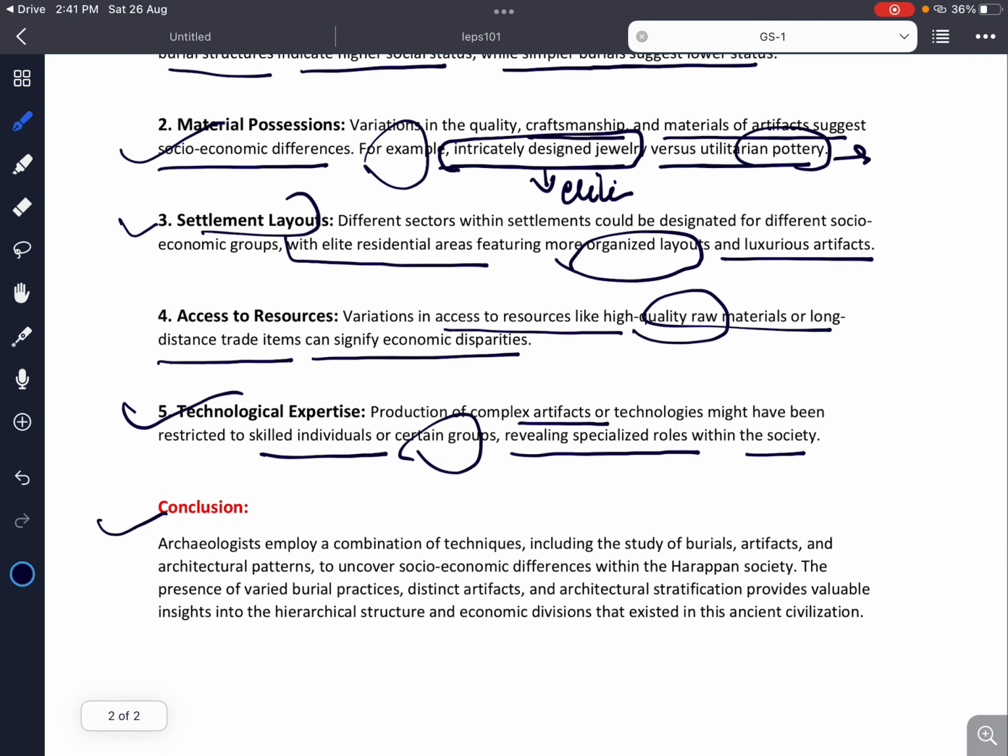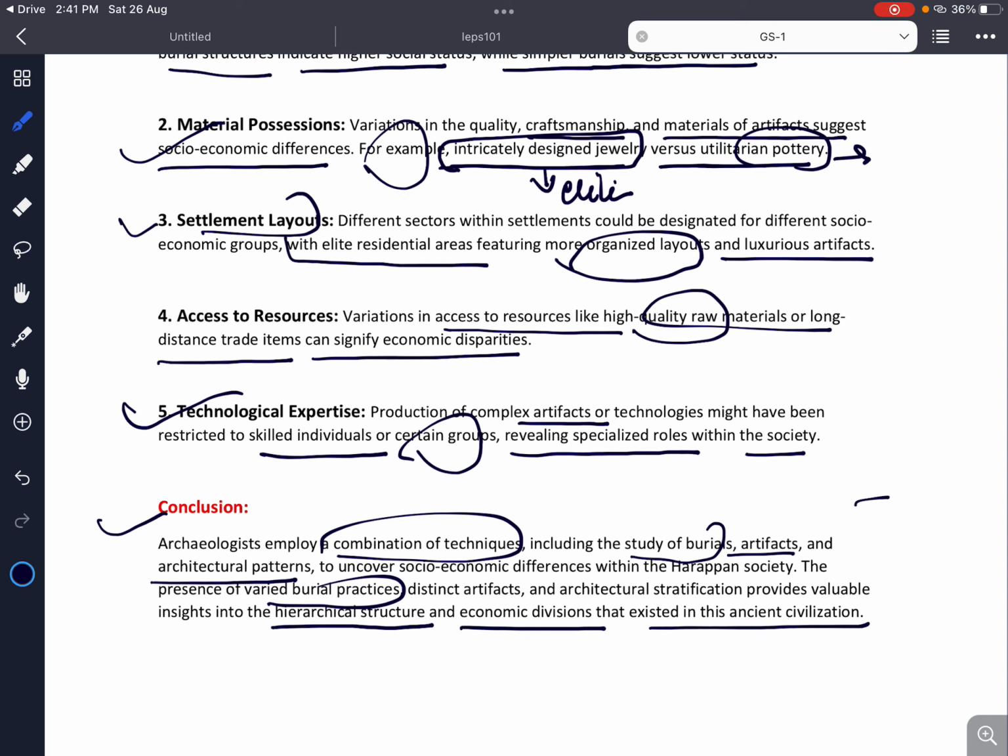So in conclusion, we can say that archaeologists employ a combination of techniques, including study of burials, artifacts, architectural patterns, to uncover what were the socio-economic differences within the Harappan society. The presence of varied burial practices, distinct artifacts, and architectural stratification provides valuable insights into hierarchical structure and economic division that existed in the ancient civilization.